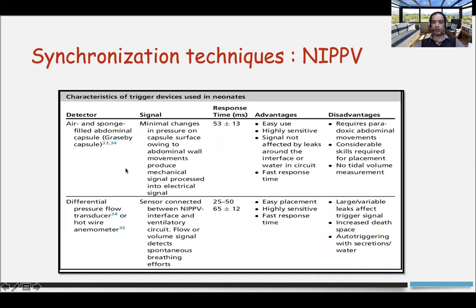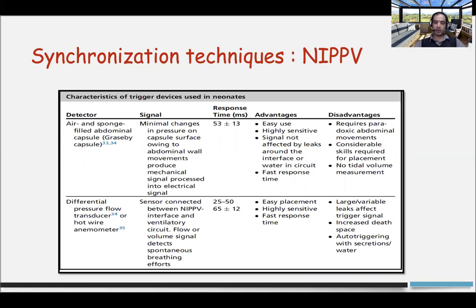A word about devices or techniques used for synchronization. These are usually of two types. The previously used Graseby capsule was highly sensitive and was not affected by the leak around the circuit or water in the circuit. However, it was affected by the paradoxical movements of the abdomen and abdominal distension, and it also did not tell us about the tidal volume measurements.